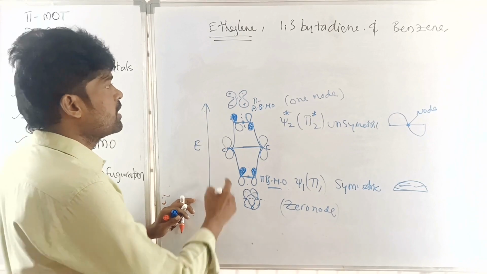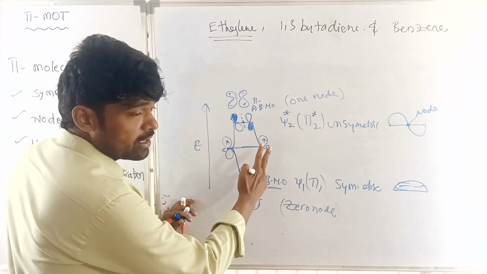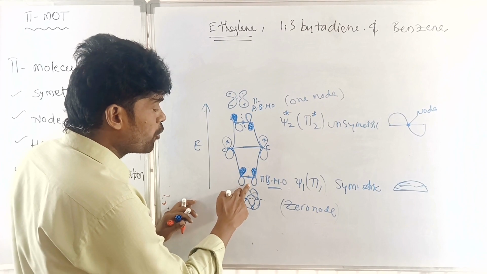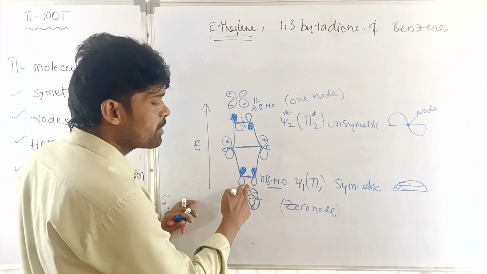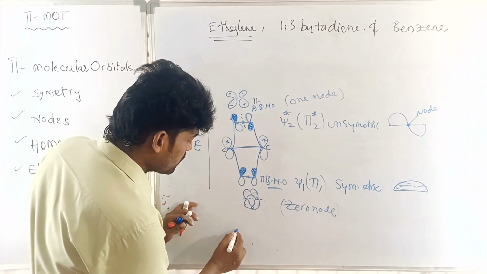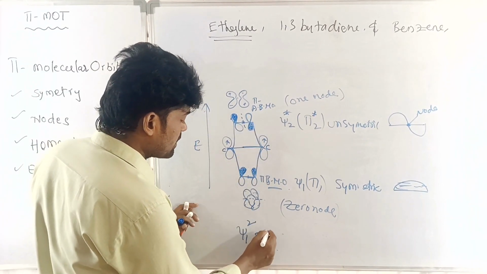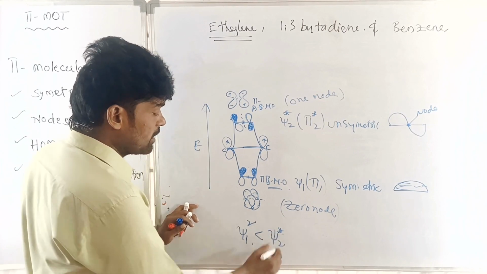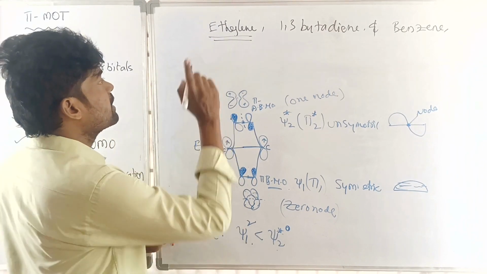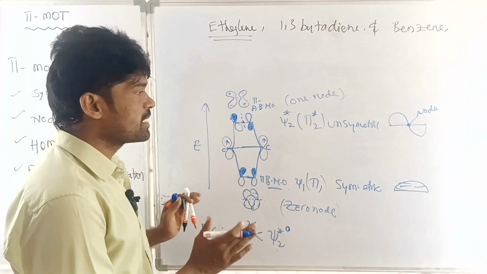Coming to electronic configuration, definitely here is one electron and here also one electron. So two electrons, two pi electrons, are there in this system. Those two pi electrons will occupy the pi molecular orbital, because one orbital can hold two electrons. So psi1 will be occupied with two electrons. Psi2 star, the anti-bonding, has no electrons. This is the electronic configuration of the ethylene molecule. I am telling you this for basic information.